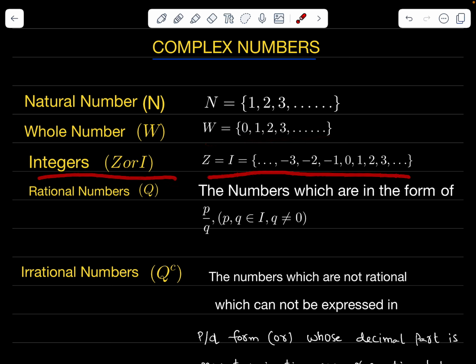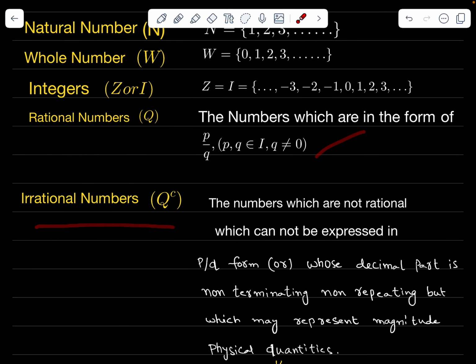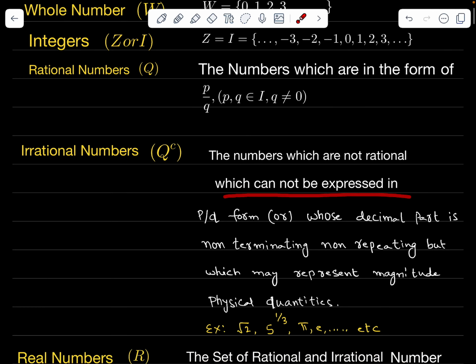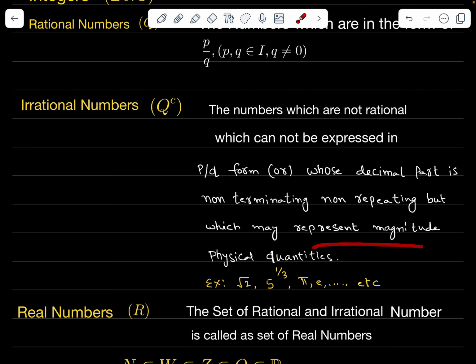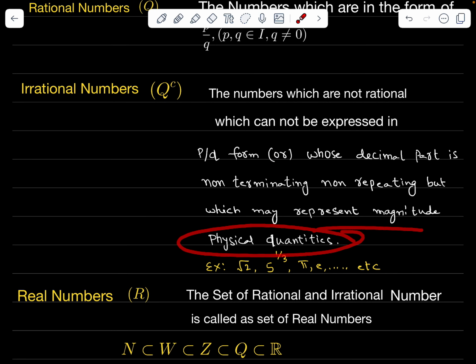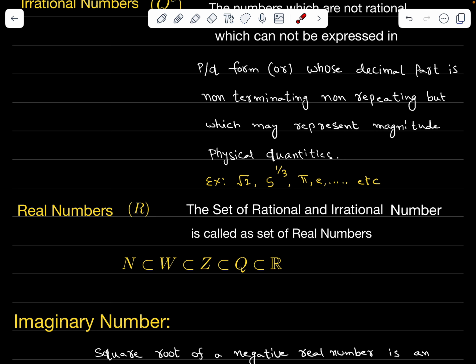Integers. Rational numbers: the numbers which are in the form of p by q, where p, q belong to I and q is not equal to 0. Irrational numbers: the numbers which are not rational, which cannot be expressed in the form of p by q, whose decimal part is non-terminating, non-repeating, but which may represent magnitudes of physical quantities. Examples: root 2, 5 power 1 by 3, pi, e, and so on. Real numbers: the set of rational and irrational numbers is called the real numbers.